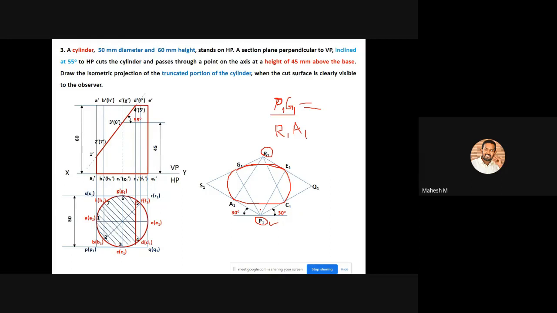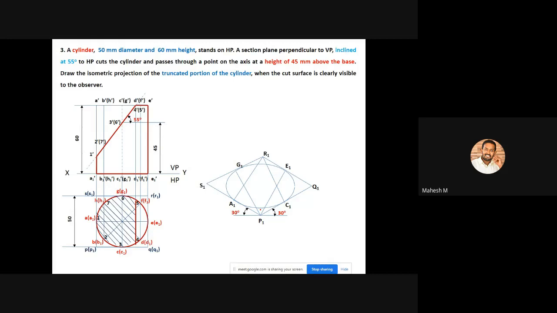Is it clear? Any doubts? Okay, so the first arc is from P1 to G1 and the second arc is from R1 to A1, and you can mark the two arcs. So you'll be getting an ellipse. Okay, so now we got the base.